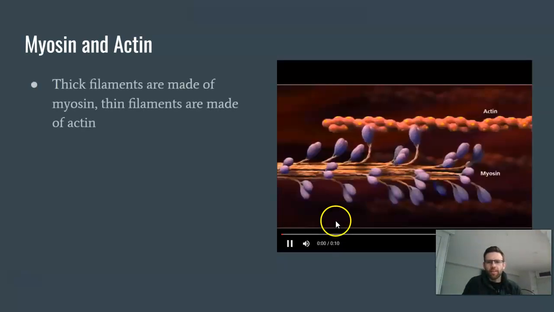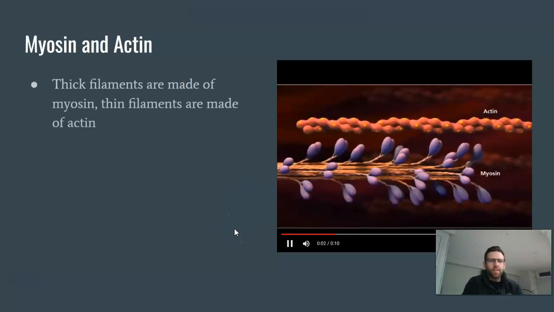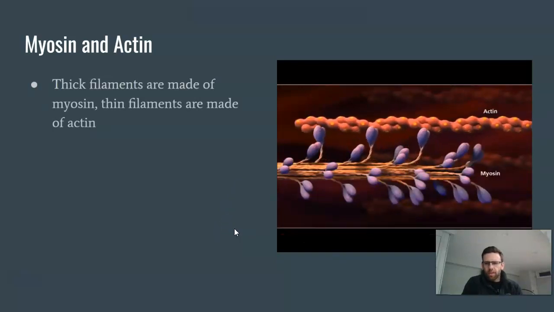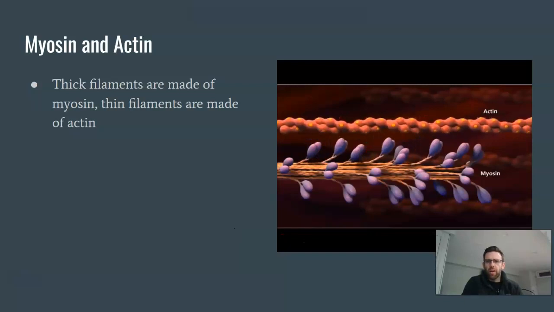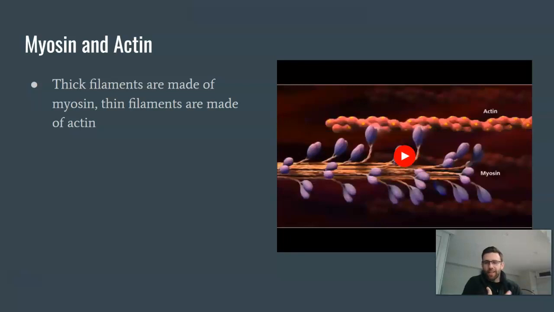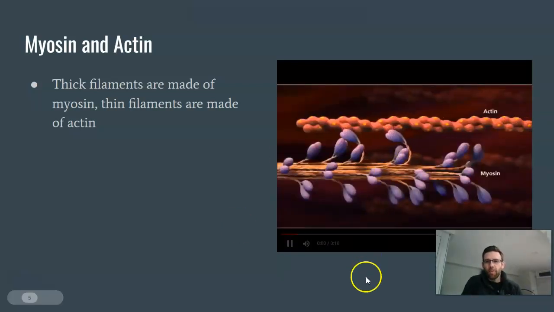I'm going to try to get this little GIF to play here. Myosin and actin are the two major proteins in your muscle that cause muscle contraction. I'm very fond of these things. These are actually what I studied when I was in grad school, so I know these things very well. Here, I'll play this video one more time for you.